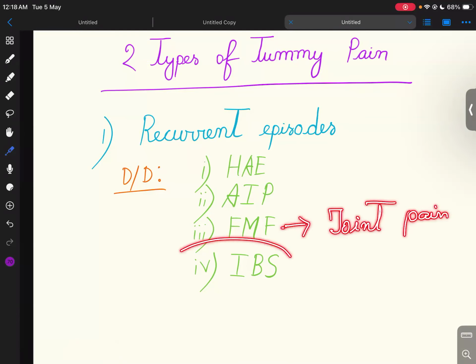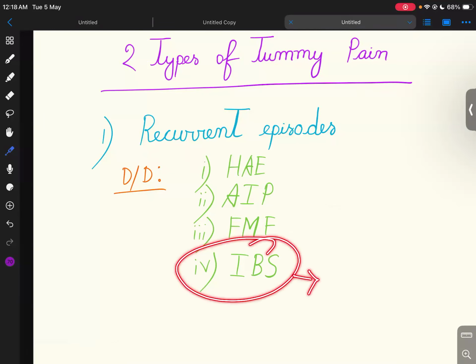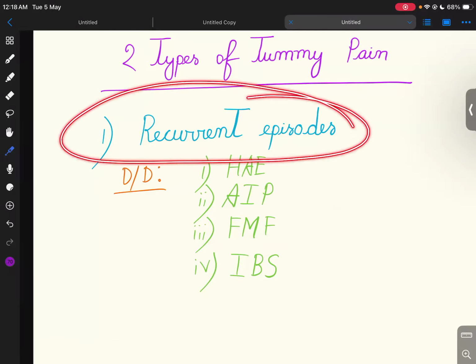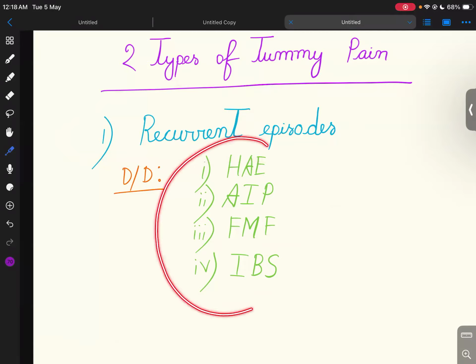And last is irritable bowel syndrome. To rule it out, just ask, does the tummy pain improve after opening the bowel? Because in case of IBS, the tummy pain will improve after opening the bowel. And that's all for the recurrent episode of tummy pain, differential diagnosis.